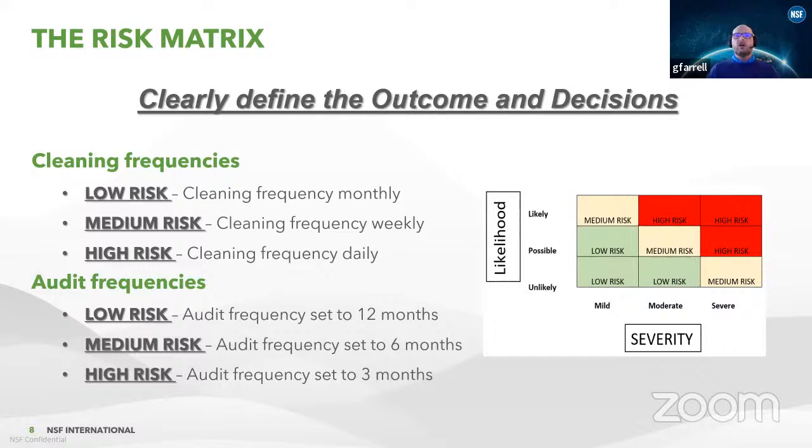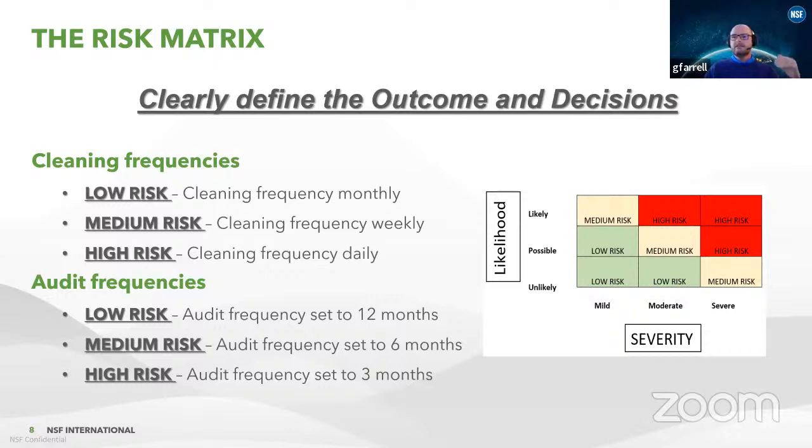We've gone through all of that. Now we need to identify all of those little squares. What does low risk mean? What does medium risk mean? What does high risk mean? And the two examples that I chose were cleaning frequency and audit frequencies. These are two fairly easy ones to walk through the example. Again, it's different for every facility, but based on the scope that we choose, this is what we do.